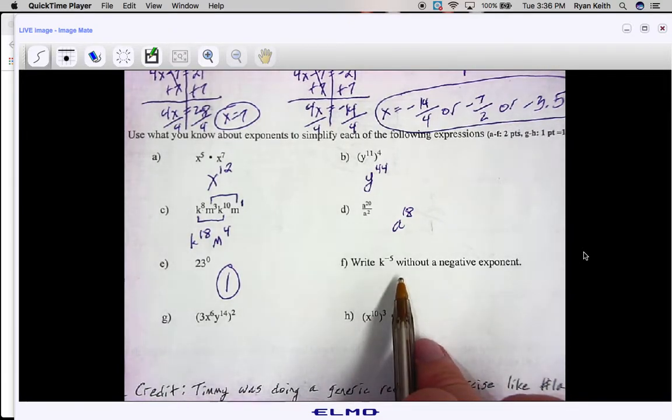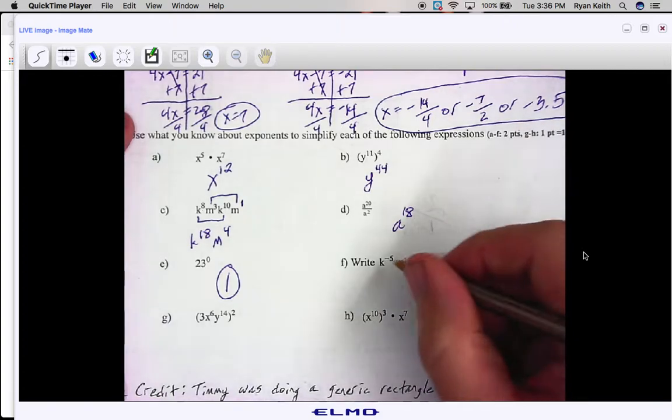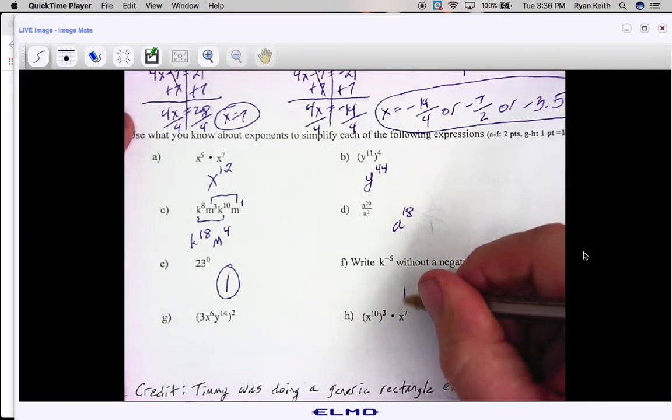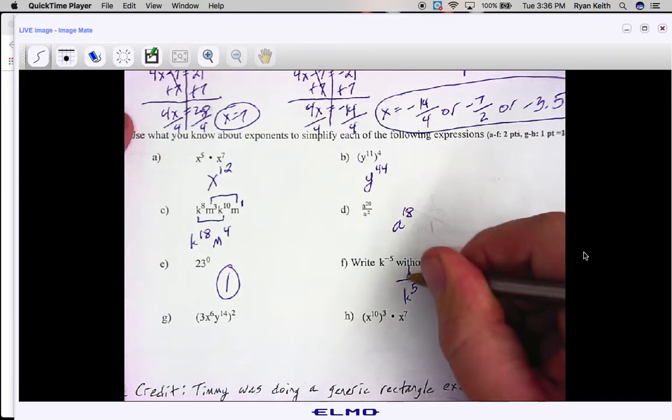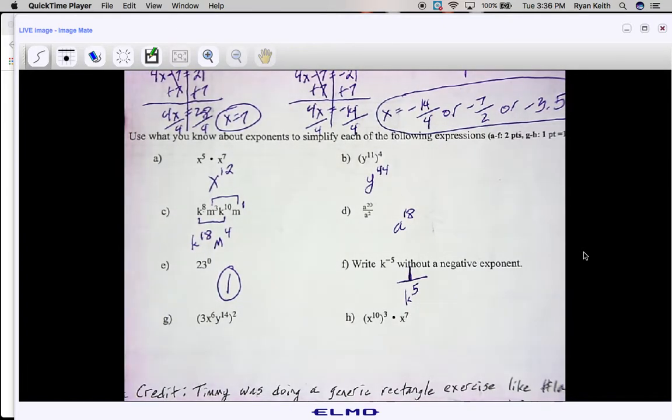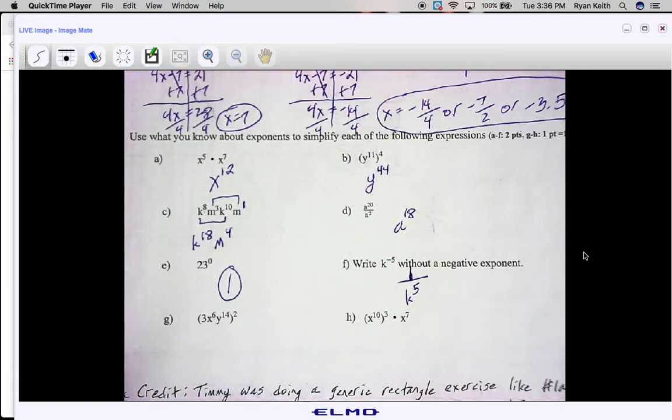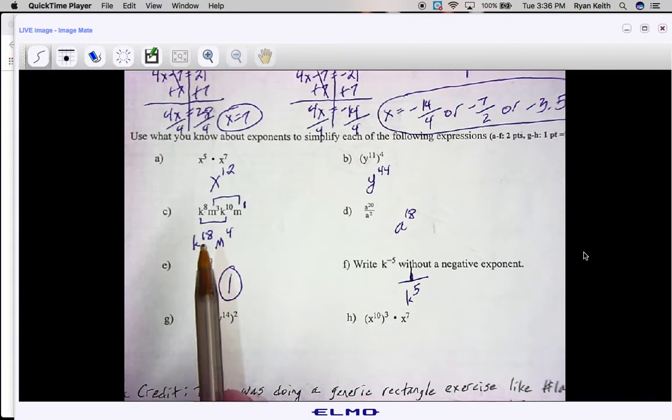This question was just like on the team test, just like on the chapter summary. If you have a negative exponent, you write it as a positive exponent and you put it under a 1. Nothing here is anything more than just memorizing the rule to use.